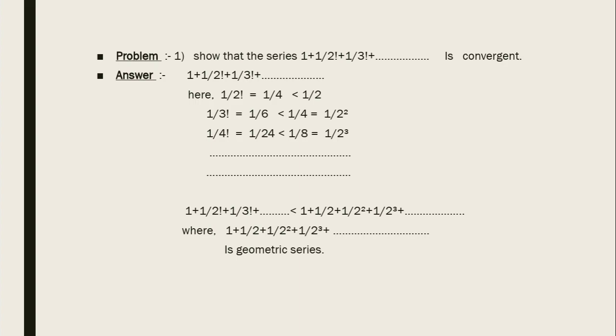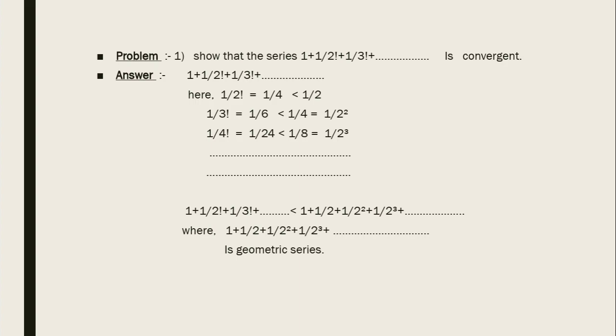The third term is 1 divided by 3 factorial, which is equal to 1 divided by 6, which is less than 1 divided by 4, and 1 divided by 4 is equal to 1 divided by 2 square. The fourth term is 1 divided by 4 factorial, which is equal to 1 divided by 24, which is less than 1 divided by 8, and 1 divided by 8 is equal to 1 divided by 2 cube, and so on up to infinite terms. So friends, we get a new series 1 plus 1 divided by 2 plus 1 divided by 2 square plus 1 divided by 2 cube plus dash dash dash.